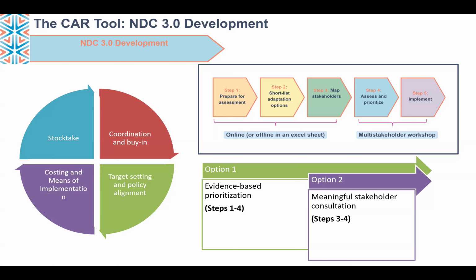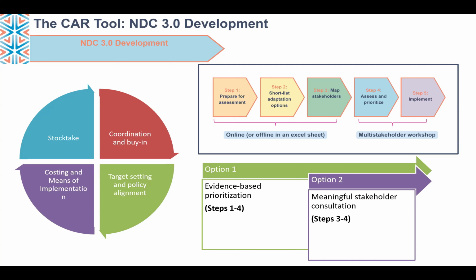If you remember what Crystal and Sergelen and Endemar highlighted are the 5 steps of the CAR tool. So they are basically, the first one's preparation, then the second is really shortlisting, and the third is around mapping, and fourth is about assessing and prioritizing. And the last but not least is implementation.